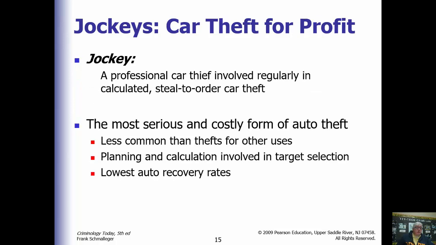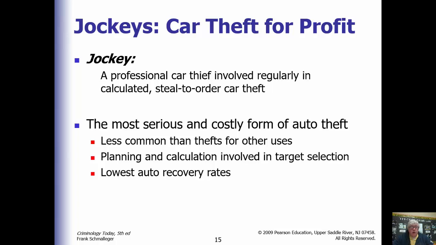Jockeys: this is somebody who is taking a car for order. There are actually car theft rings that ship vehicles overseas, and they may be out looking for very specific vehicles. So the jockey car thief is one who is given the order: go find me a 2015 BMW, whatever. Now we have somebody that wants it. Or maybe there's a certain type of vehicle that's very popular in a certain country. Somebody wants a certain vehicle, vehicles to order.